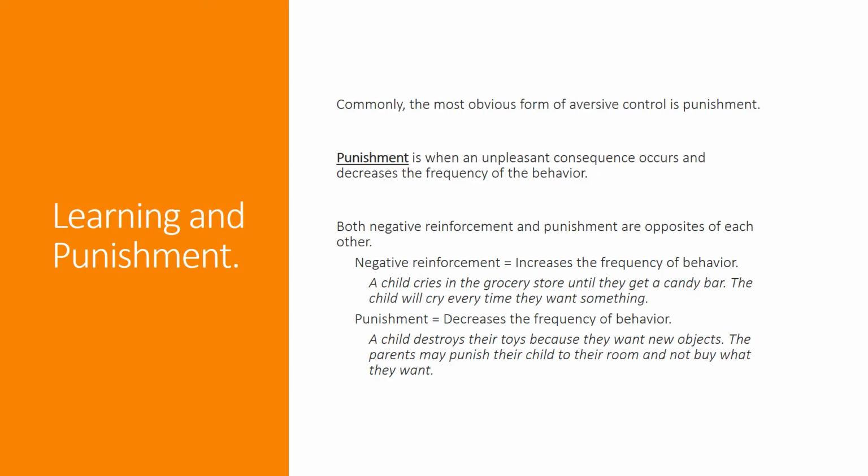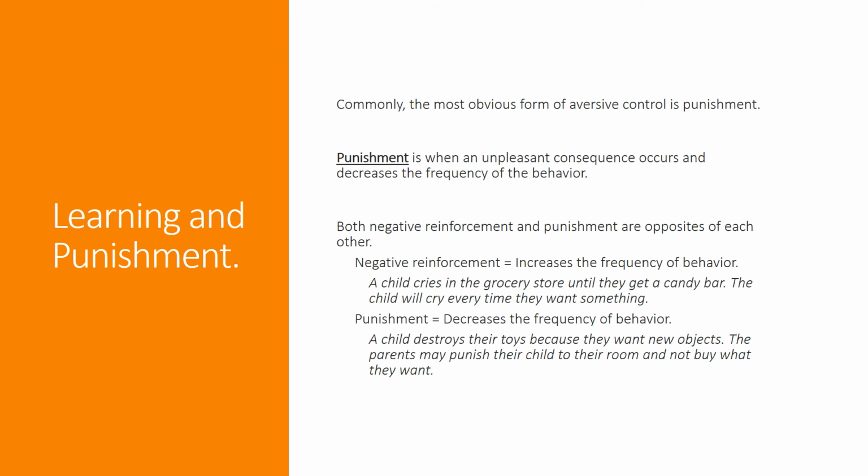Learning and punishment. Commonly, the most obvious form of aversive control is punishment. Now again, punishment is when an unpleasant consequence occurs and behavior decreases. Negative reinforcement will continue to increase the behavior. Again, think about Danson. He cries about the food, his mom removes the food, so next time he's given something he doesn't like, his mother takes it away from him. That's reinforcing, that's increasing that negative behavior.